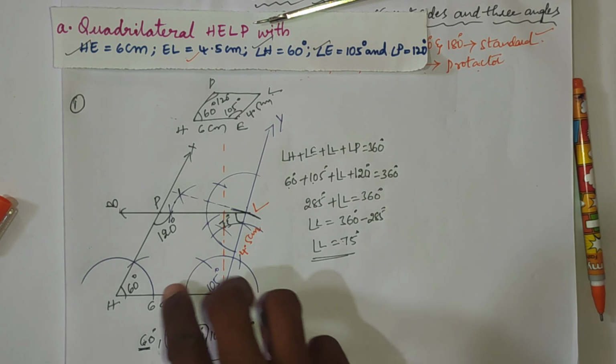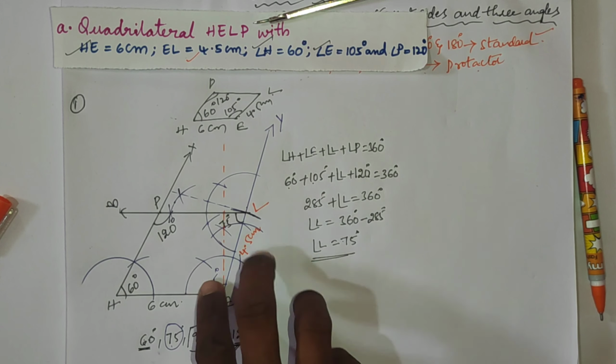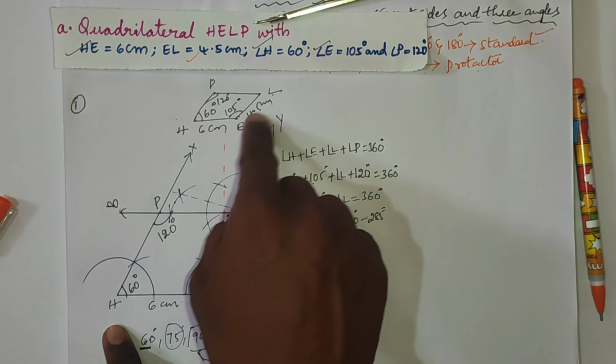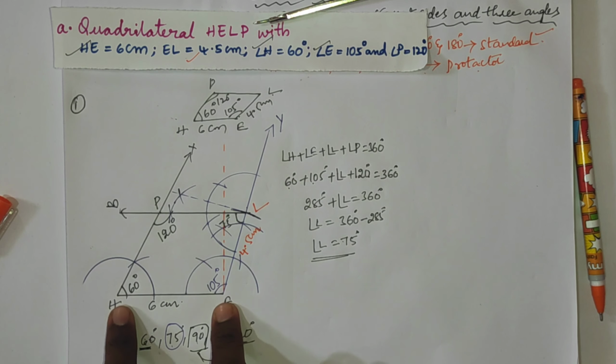It is totally about arcs only. If you know very well how to construct these arcs, it will be easy. Okay, once we'll see the steps of the construction. What we did first here, we took the length of HE first. So we drew a rough sketch here. Then we took a line segment HE as how much here?